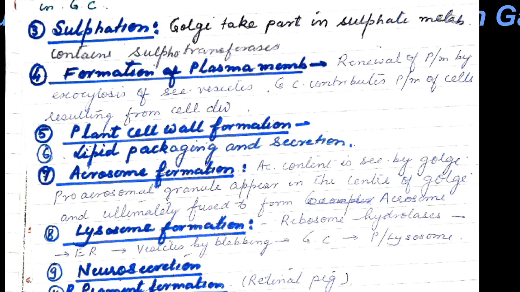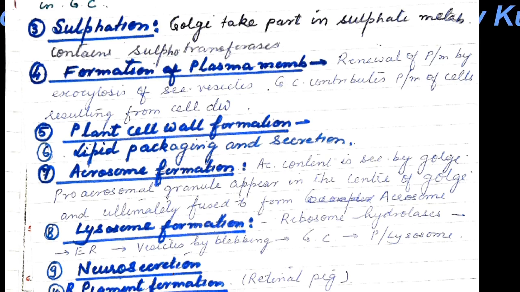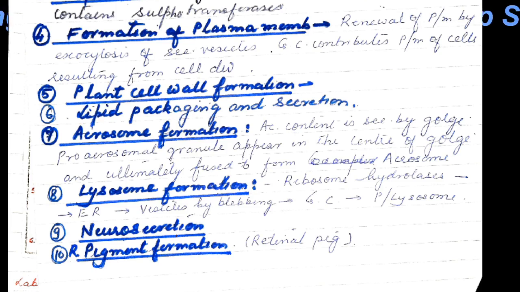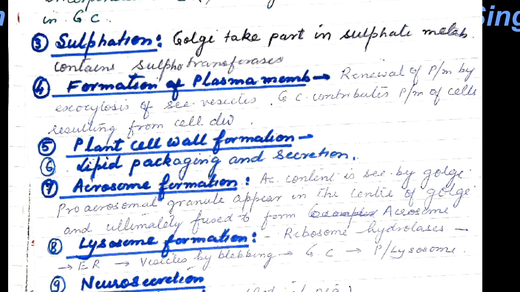The very important part of sperm, which is acrosome, is formed by Golgi complex. Then lysosomes are also formed by Golgi complexes, as at the maturing phase we have studied the secretory vesicles get converted into zymogen granules, and these zymogen granules later on converted into primary lysosomes. The Golgi bodies are also involved in neurosecretion and formation of retinal pigment.